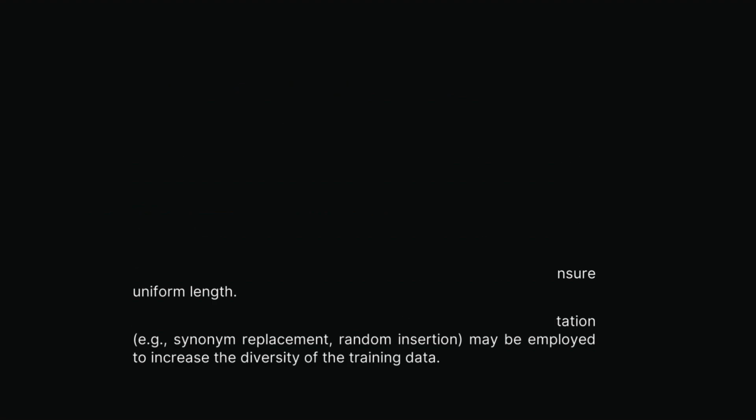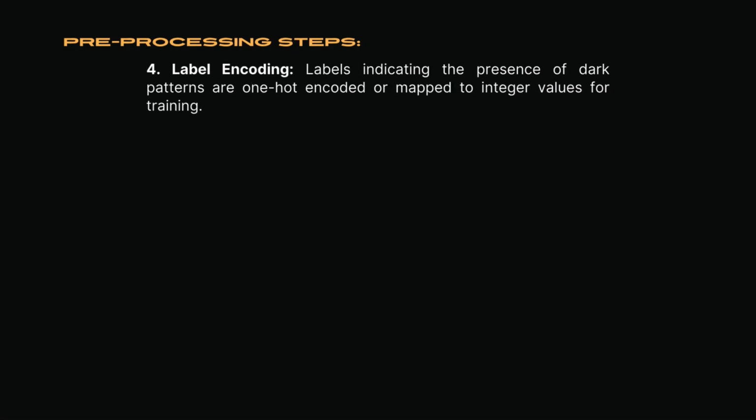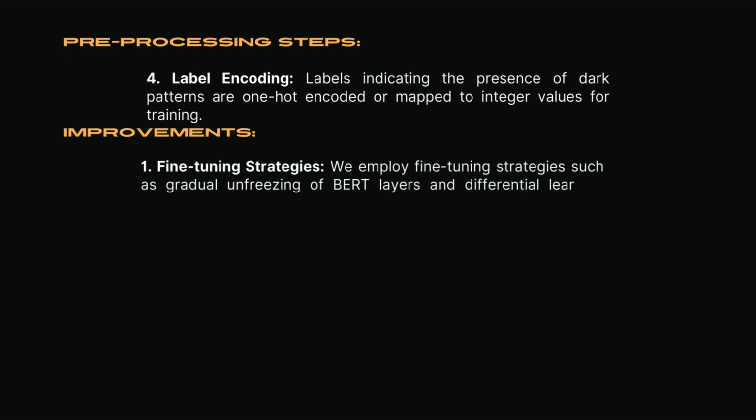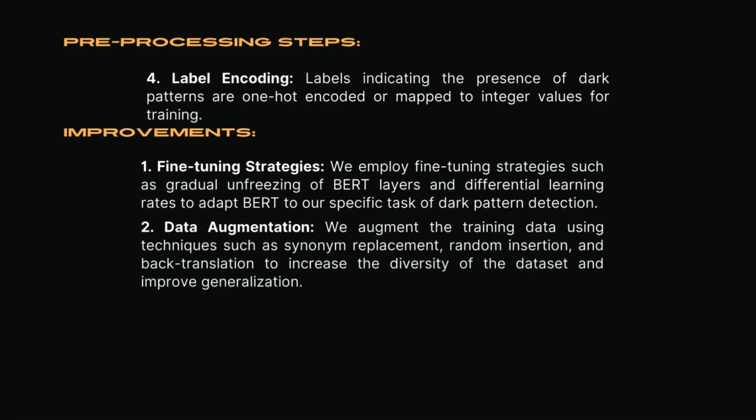And the last one is label encoding. Labels indicating the presence of dark patterns are one-hot encoded or mapped to integer values for training. We have improved our data handling model in the following areas: fine-tuning strategies, data augmentation, and ensemble methods.